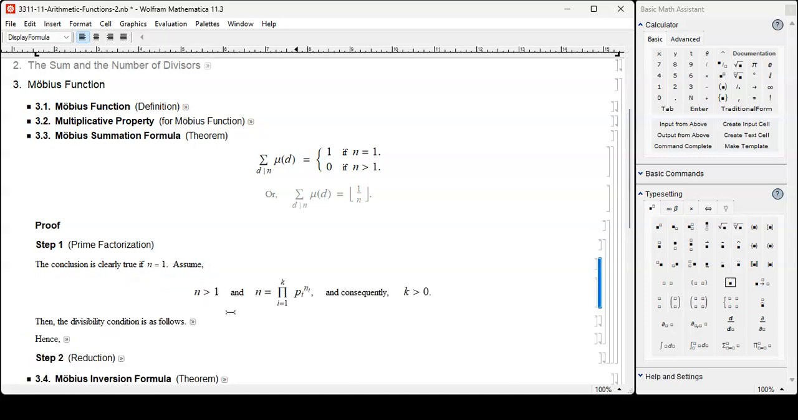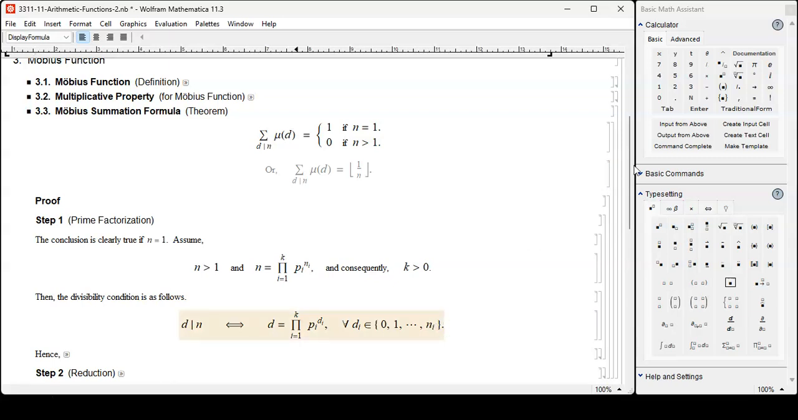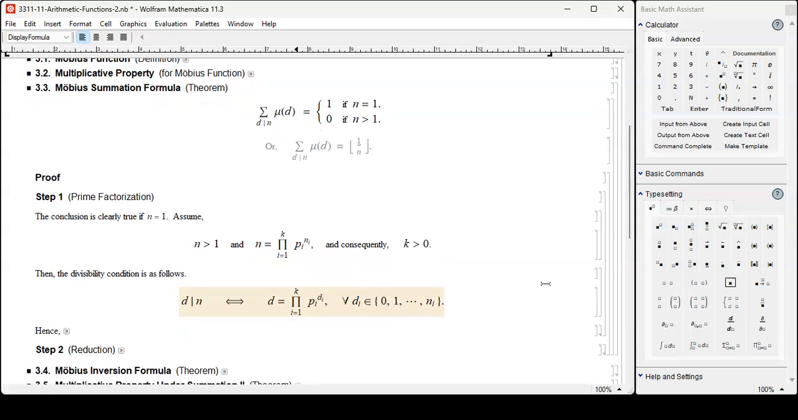We're going to assume n is greater than 1 so that we have prime factorization. And then we're going to prove that in the end you're going to get 0, no matter what. Now let's consider the divisibility condition to determine what these divisors are. We have to have the same prime factors where the powers run from 0, 1, 2, 3 up to n_i. If you have any other prime factor, then that's not going to be a divisor. And if you have a prime power that exceeds n_i, then that's not going to be a divisor either. So the powers are running from 0, 1, 2, 3 up to n_i.